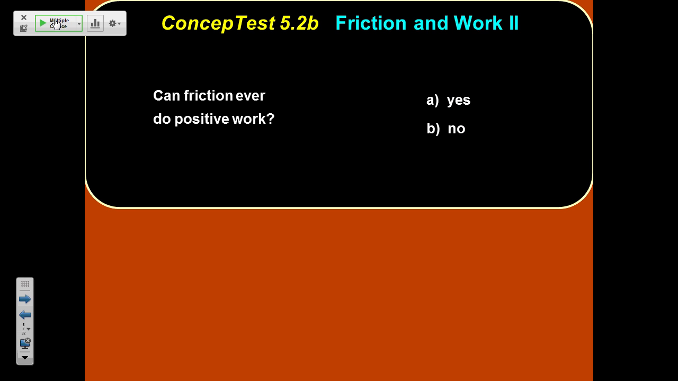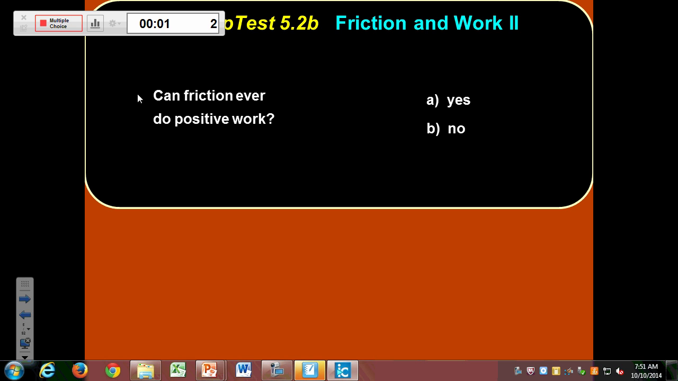Can friction ever do positive work? The answer to this is A. I'll explain in just a second. It can do positive work. When I was a kid, we used to ride on the back of the truck on the tailgate and hang our feet off the back. Y'all ever do that? Yeah, I think you get arrested for that now.